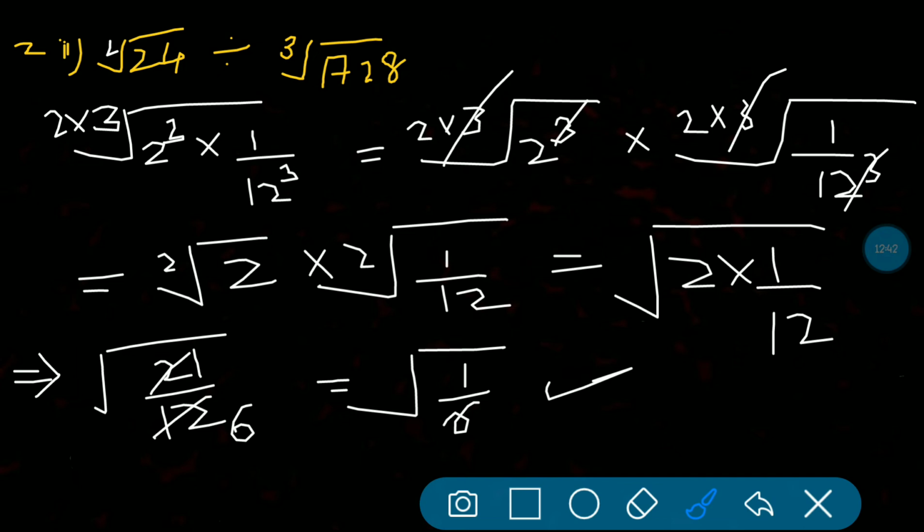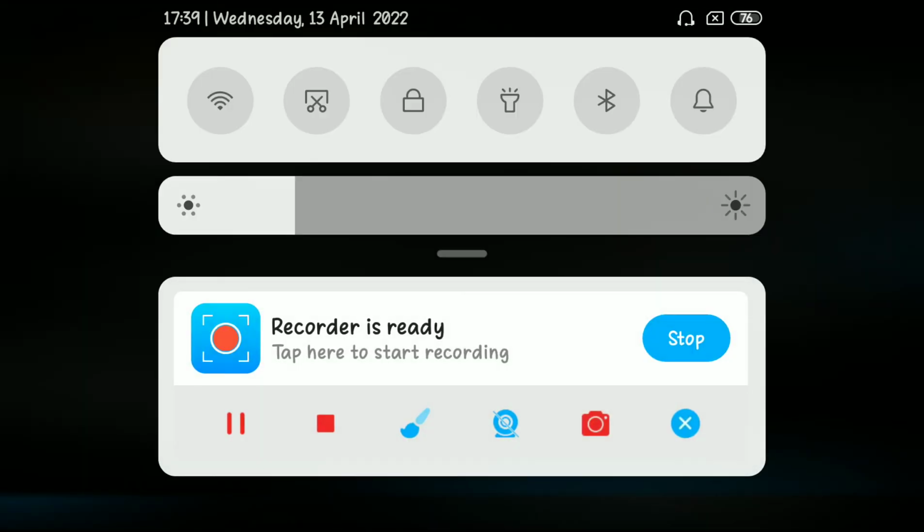This is a quite lengthy question. So if you haven't understood this, you have to rewind and watch. So this question is kind of important one because it's very lengthy and simplification is also a little bit twisty.